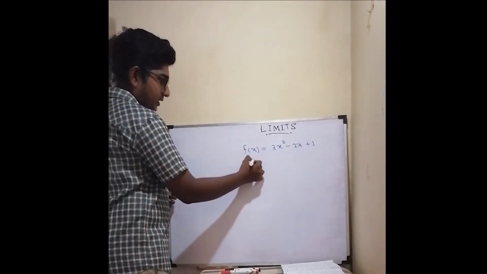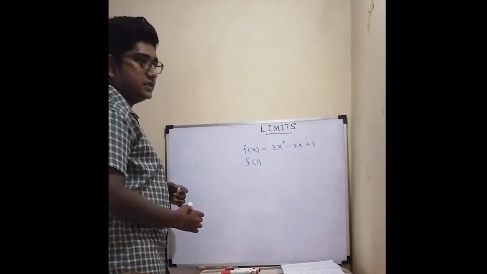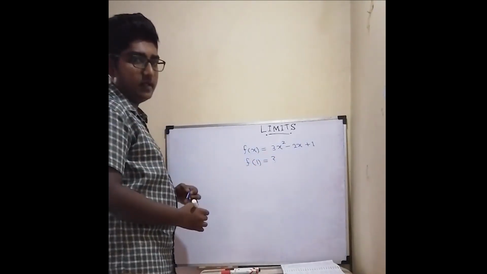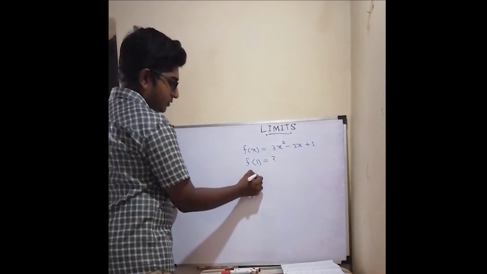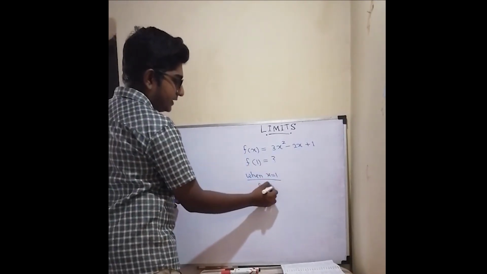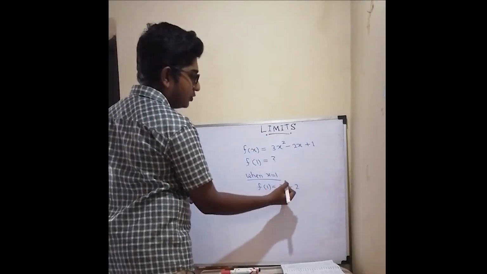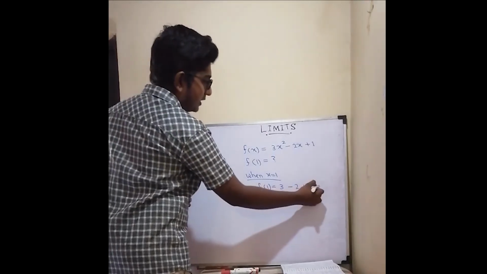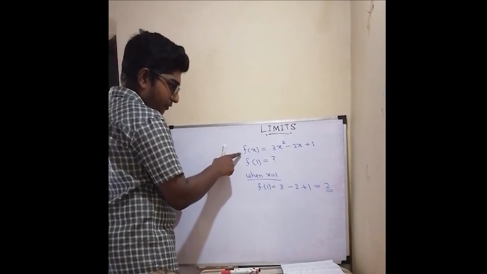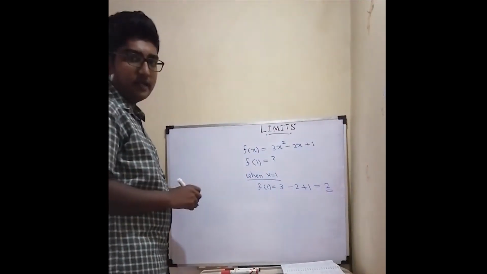Then they are asking a question, what is the value of this function when x equals 1? That is f of 1. When x equals 1, we get 3 into 1 squared, that is 3, minus 2 into 1, 2, plus 1, we get an answer that is equivalent to 2. So this function becomes 2 when x equals 1.